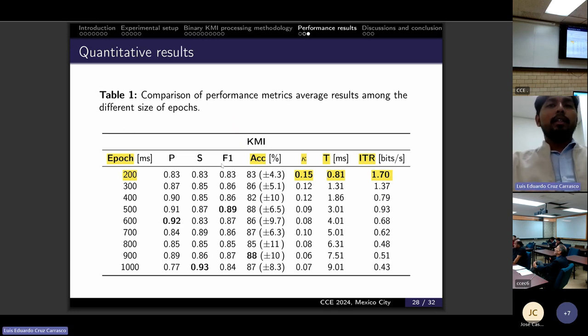Taking this into account, we can see that the higher accuracy occurs in an epoch size of 900 milliseconds, but the best ITR, the best kappa coefficient, and the lower variability occur in the epoch with a size of 200 milliseconds. In fact, due to the amount of information that this epoch has, the time for processing this epoch is lower than a millisecond. In fact, it occurs in 800 microseconds.